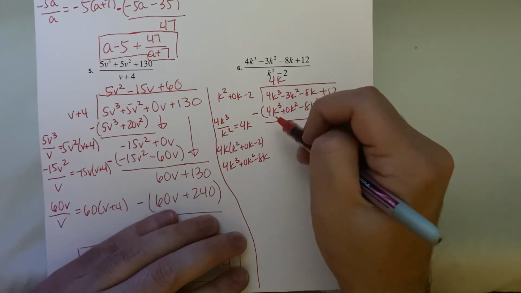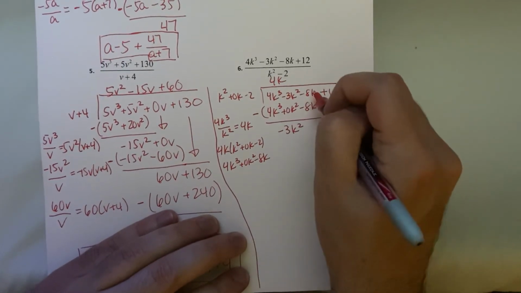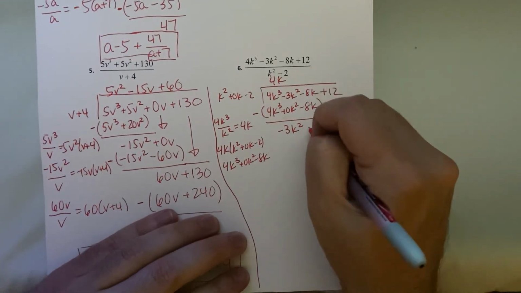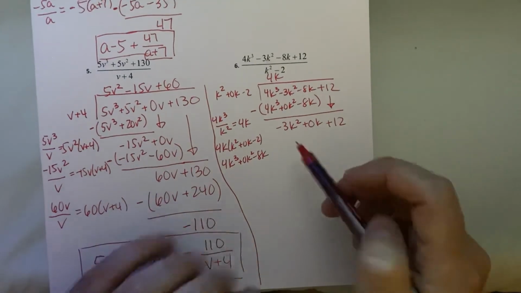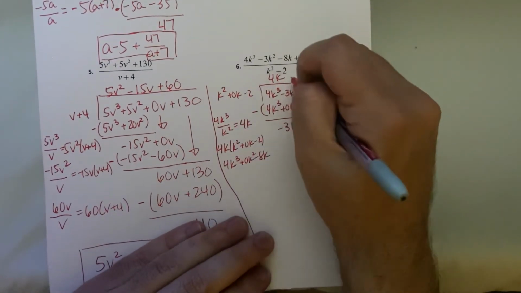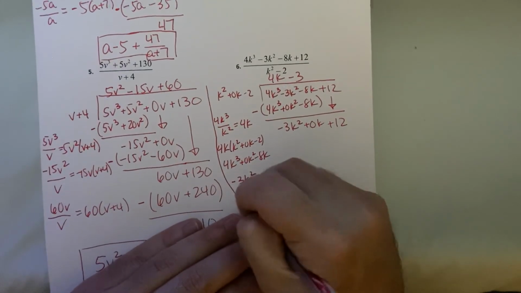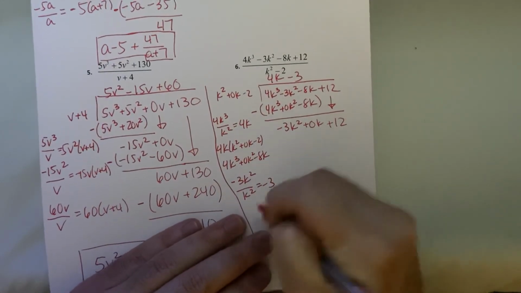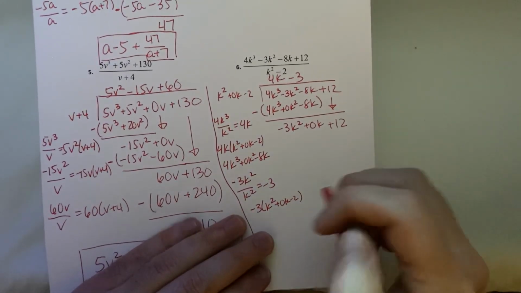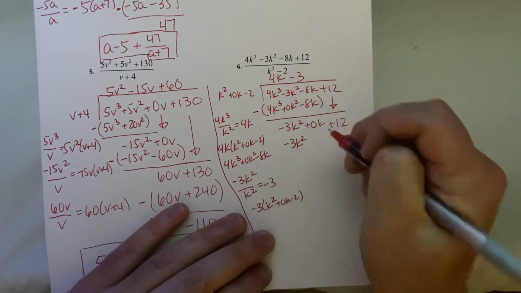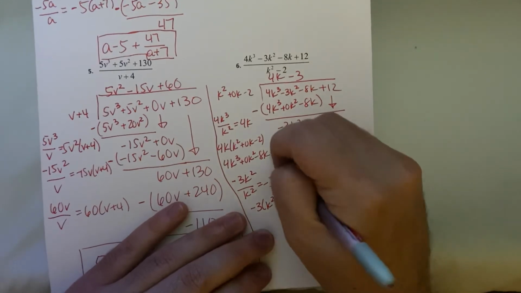4k cubed minus 4k cubed cancels. Negative 3 minus 0 is still negative 3k squared. Negative 8 minus negative 8 is plus 0k, bring down plus 12. Negative 3k squared divided by k squared is negative 3. So now I have to take negative 3 times k squared plus 0k minus 2, which is negative 3k squared plus 0k plus 6.